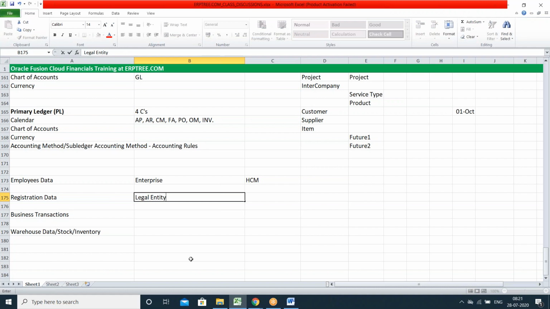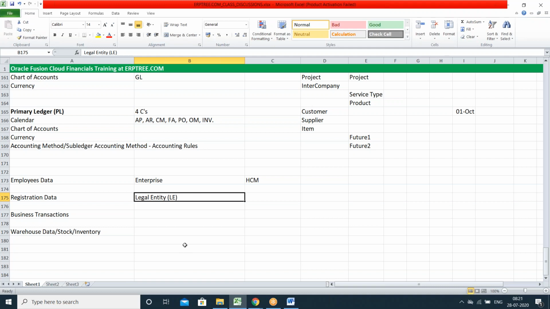Those we have to create in the system as a legal entity. Legal entity is nothing but company registration. So in short, we can call it LE. With the legal entity concept, we can maintain the company registration information.